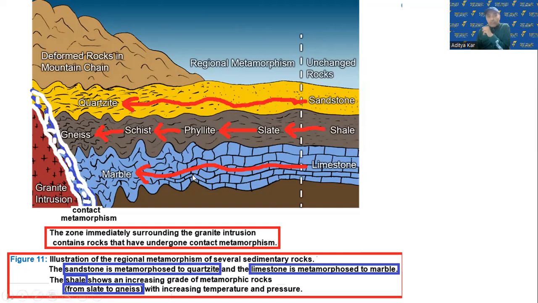So again, it shows you that with granite intrusion, if you have different sets of rocks present, from the intense heat, if shale is present, it will go through these progressive changes into slate, phyllite, schist, and gneiss. If you have sandstone present, it will become a quartzite. If you have a limestone present, it will become a marble. So that's for the sedimentary metamorphic rocks.